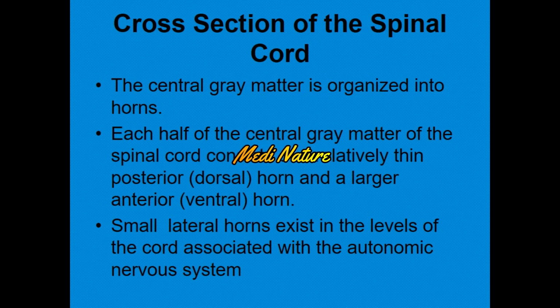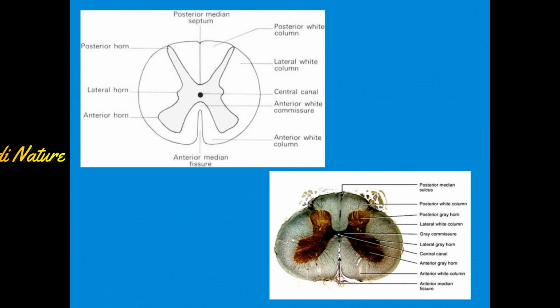When we are considering the central gray matter of the spinal cord, it is organized into horns. Each half of the central gray matter of the spinal cord consists of a thin posterior horn and a larger anterior horn. In some levels you can see some small lateral horns also. In these images you can see how this central gray matter is arranged into horns. Posterior horn, anterior horn, and the lateral horn are there.